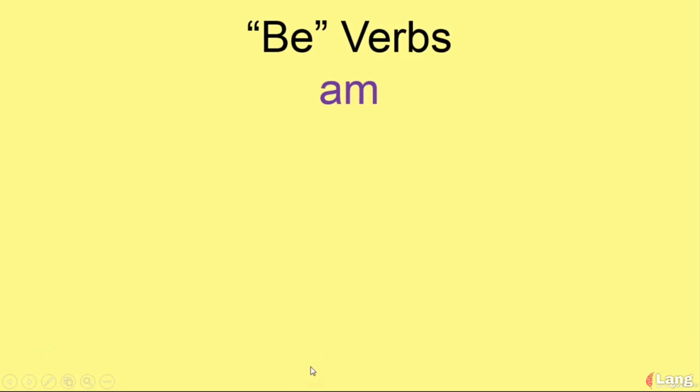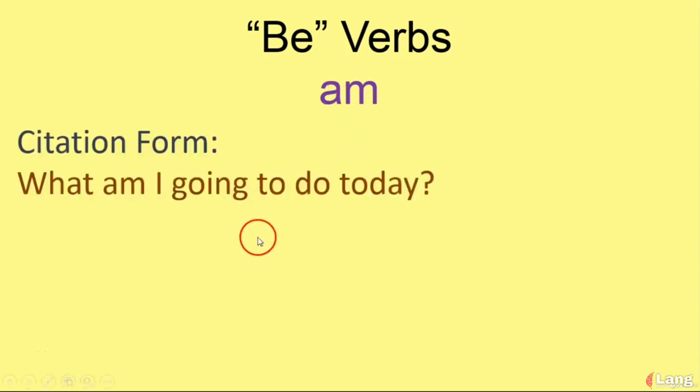Now let's look at the be verbs and how we reduce those in our daily speech. We'll begin with the word am. In citation form, we have this sentence. What am I going to do today? Repeat after me. What am I going to do today?